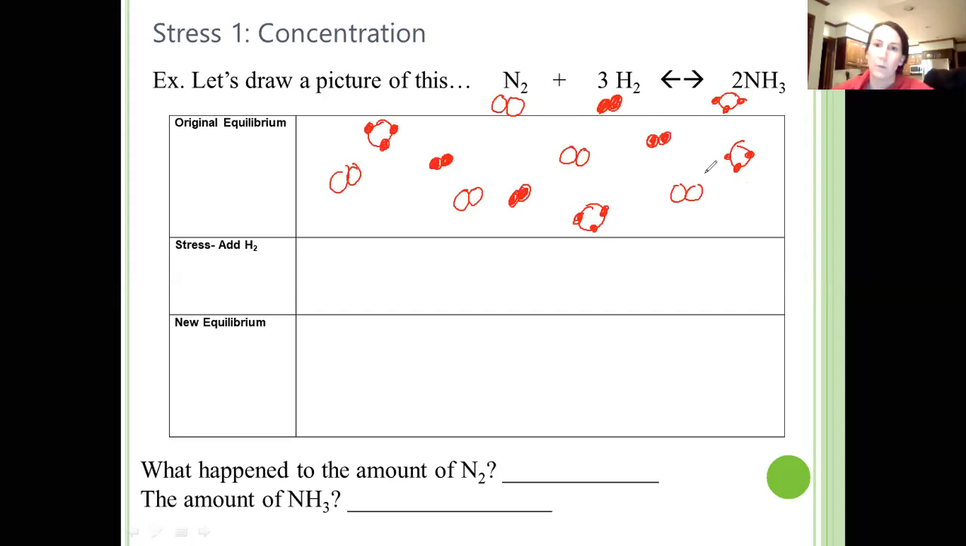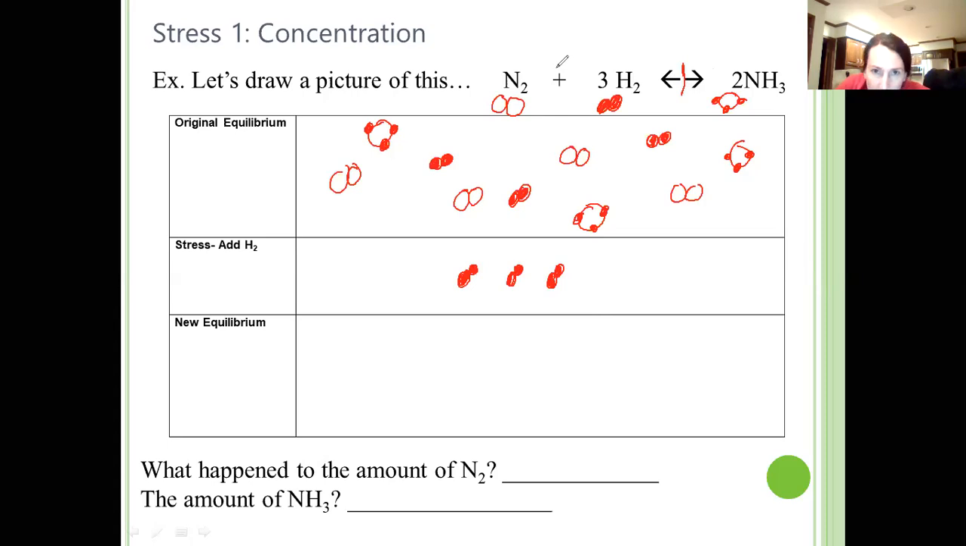This is our equilibrium. So when it's going back and forth, this is what we had. So the first stress I'm going to do is add extra H's. So I'm going to draw the addition of 3 H's. Okay, so at this point, I stressed my equilibrium, and my reaction is feeling like there's too much hydrogen. So it wants to shift in a way to use up the extra hydrogen. It doesn't want that extra hydrogen to be there.